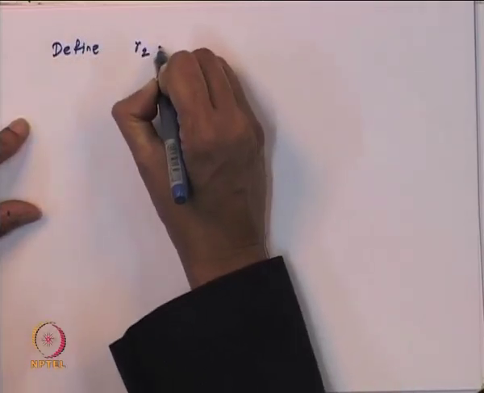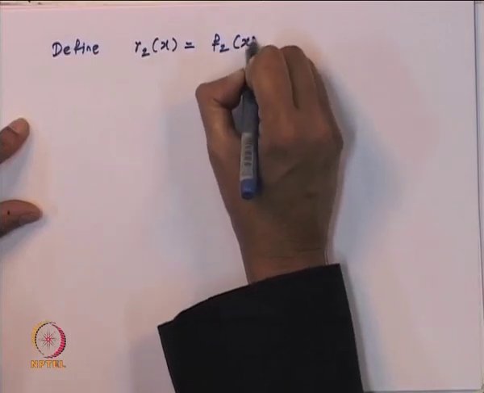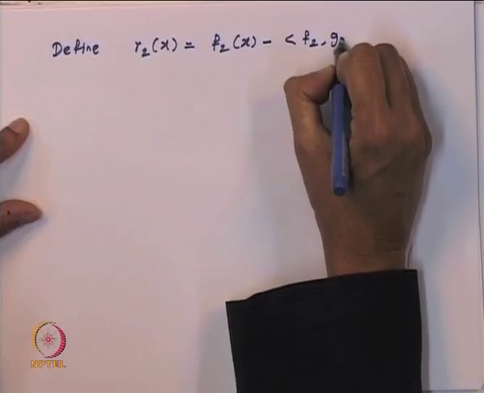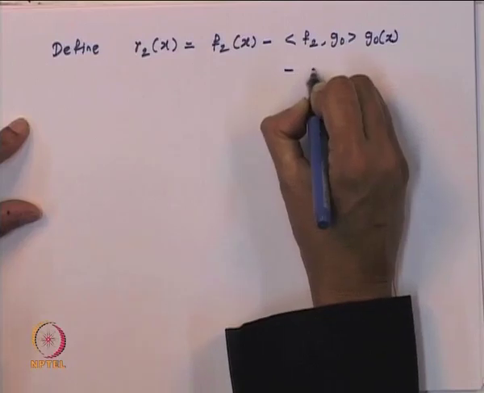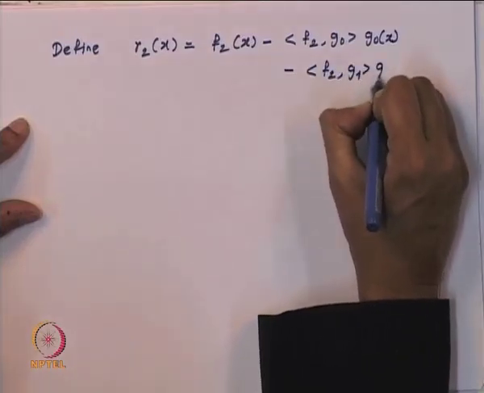F2(x) is our function x square. From this function, we will subtract the component of our F2 in the direction of G0 and in the direction of G1. So, we will construct our R2 in such a manner that R2 is perpendicular to both G0 and G1. Our R2 is going to be a quadratic polynomial, perpendicular to G0 and G1. Define R2(x) to be equal to F2(x) minus inner product of F2 with G0 into G0(x) minus inner product of F2 with G1 into G1(x).